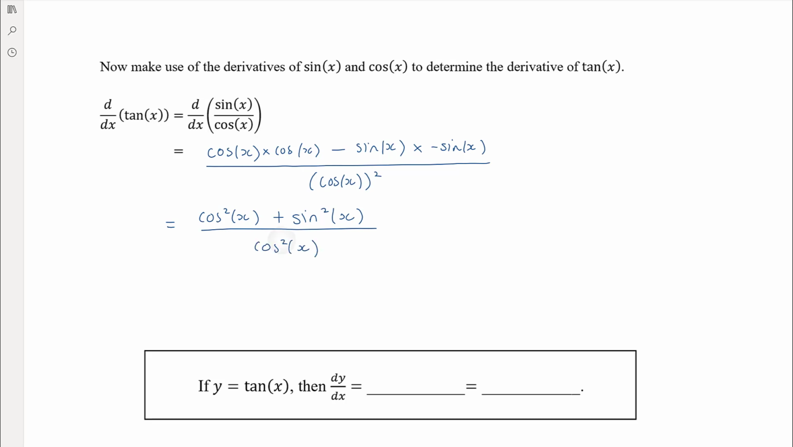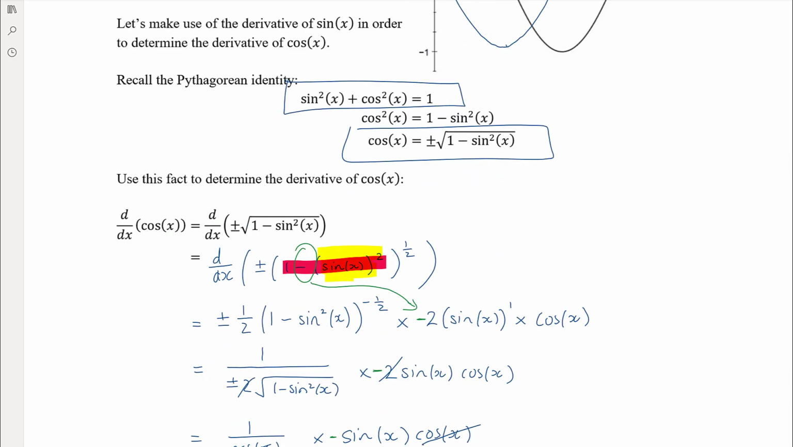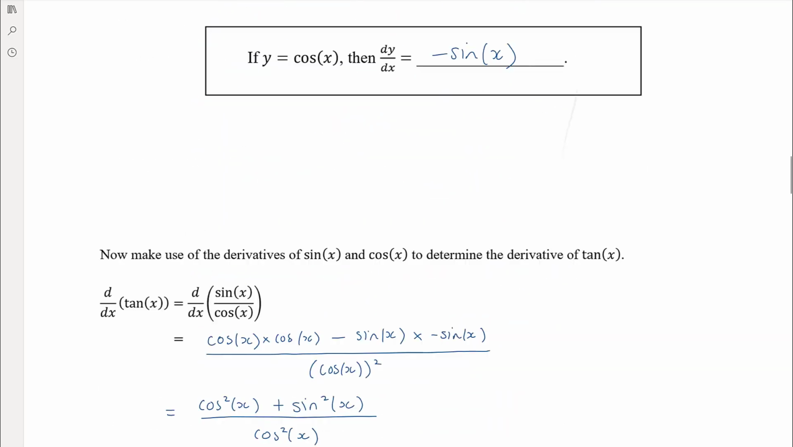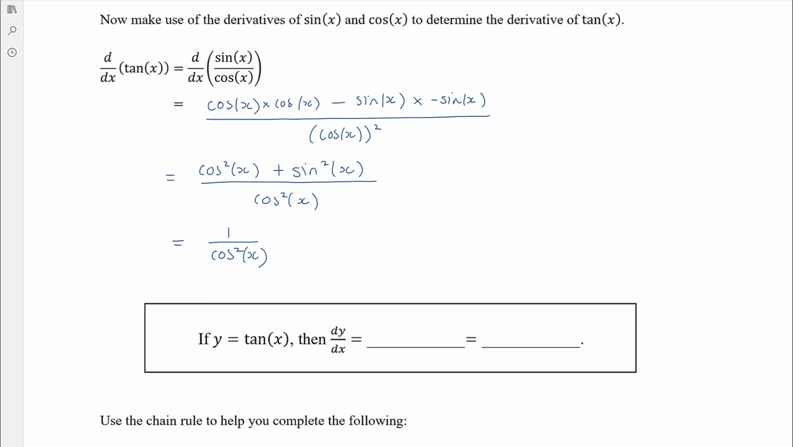Now, again, let's remember our old friend the Pythagorean identity. Sine squared x plus cos squared x is 1. So that's the numerator of this fraction, sine squared x plus cos squared x. So we have 1 over cos squared x. That can also be written as, I'll write that in the box here, y equals tan of x. If y equals tan of x, then dy dx is 1 over cos squared x.